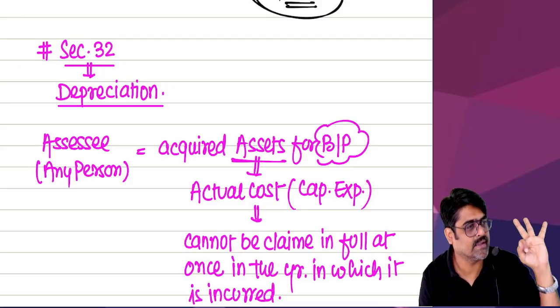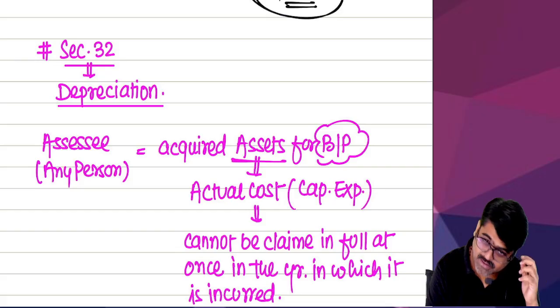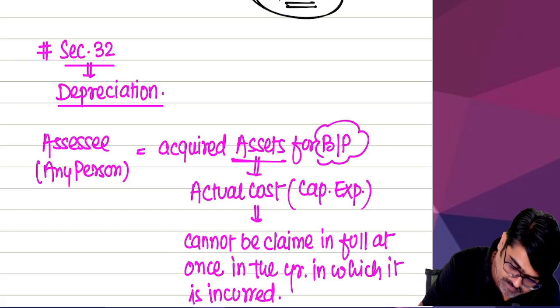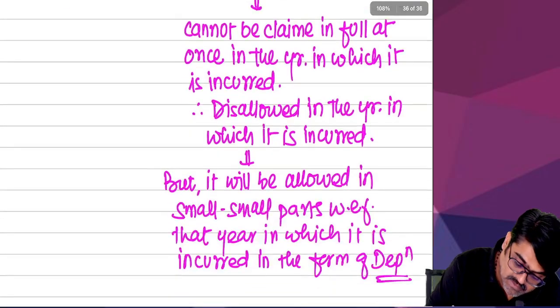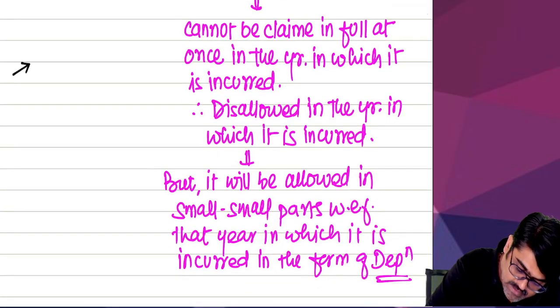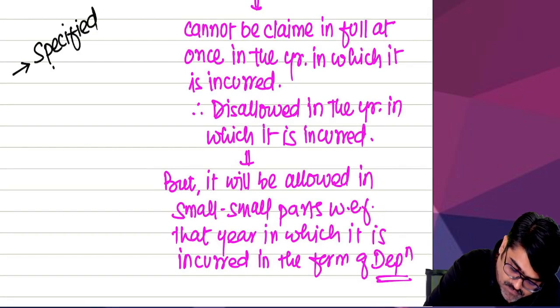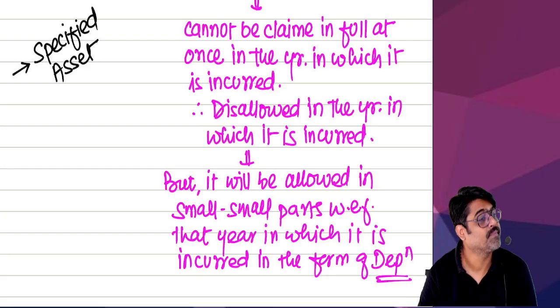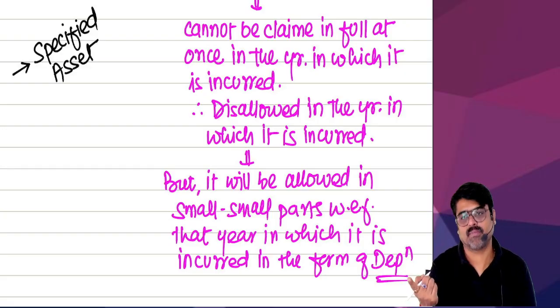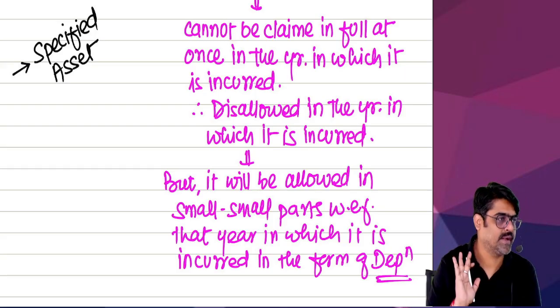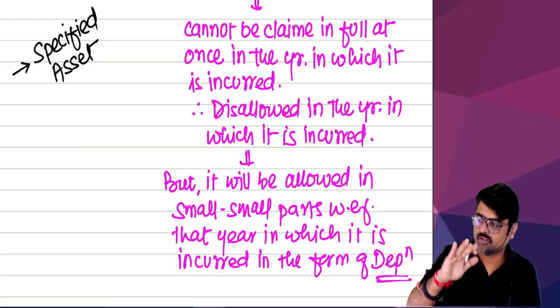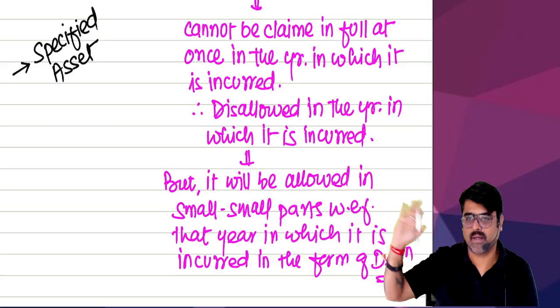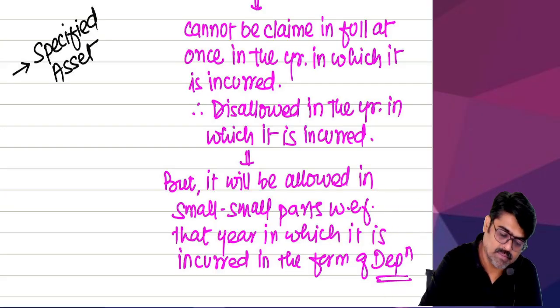You will have to satisfy 3 conditions for that. First condition. What is the first condition? Asset must be a specified asset only. The asset which you are acquiring for the purpose of business or profession has to be any of these assets which we are specifying. So for the assets which we are specifying, only for those assets you can claim the depreciation.